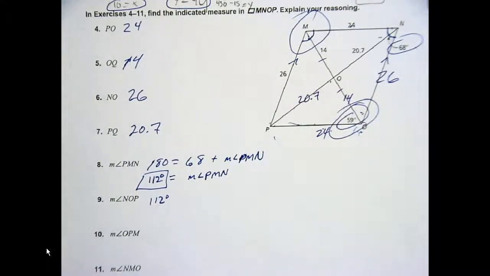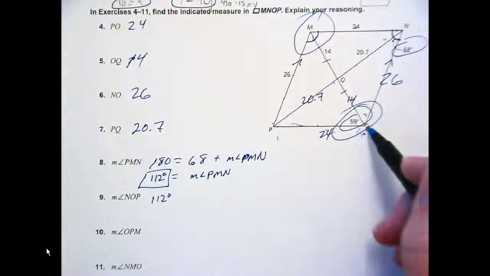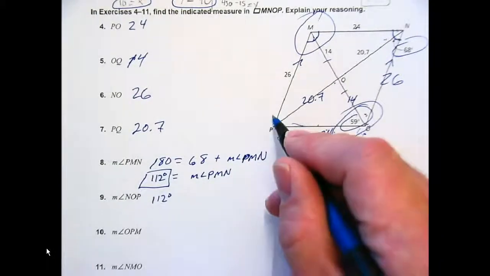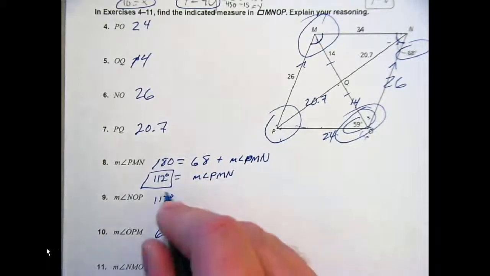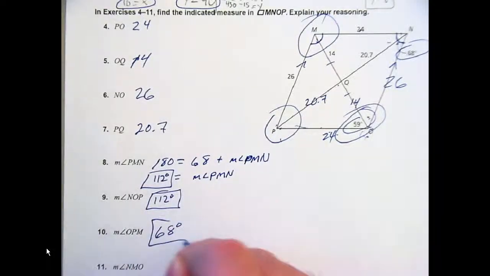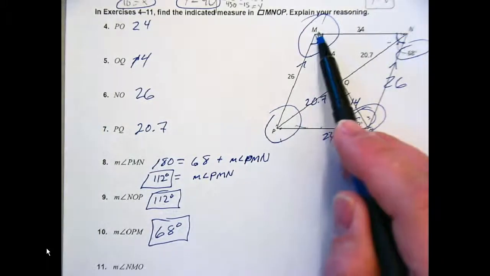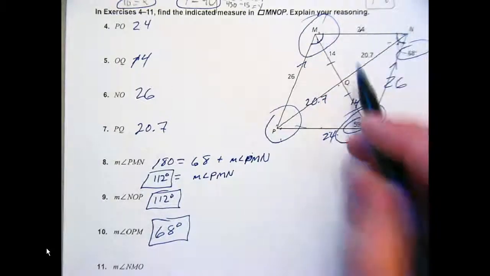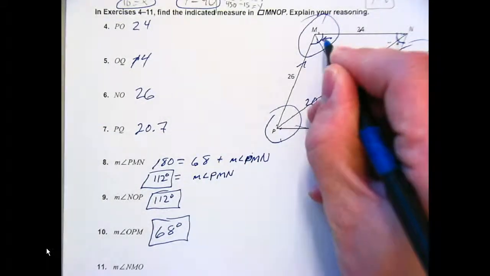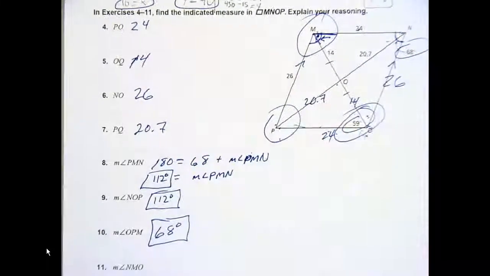OPM, what do we get? So we got O, P, and M. What's this one have to be? 68. Same thing, right? Opposite angles theorem, parallelogram opposite angles. How about NMP? Or, excuse me, NMO. So this angle right there, where the dot is.